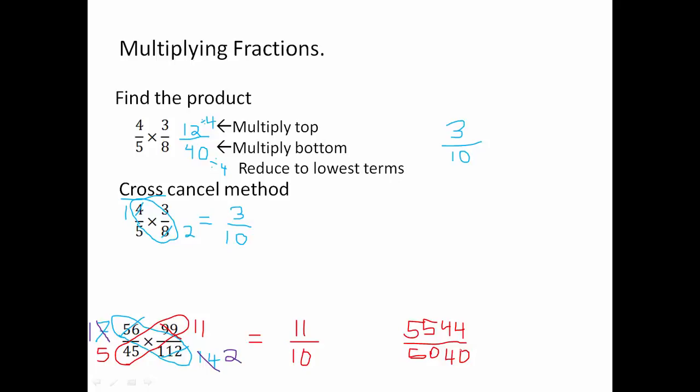To summarize, when multiplying fractions, you're multiplying straight through. The two numerators get multiplied and the two denominators get multiplied. You can either reduce to lower terms in the end, or you can try cross-canceling in the beginning.